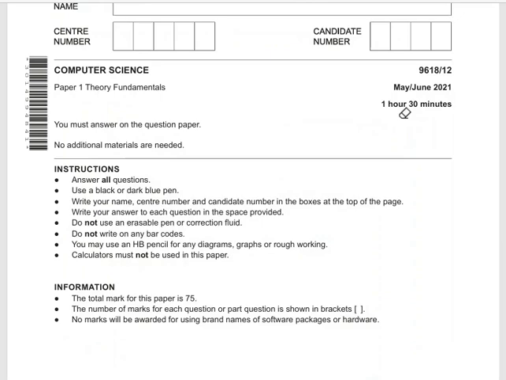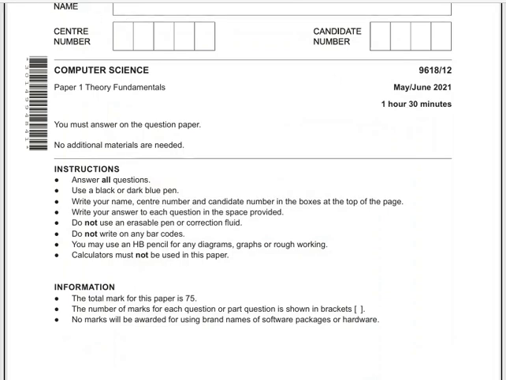Okay ji, today we are going to solve the paper, and we are going to solve the question from logic gates, chapter number 3. And in this class we are going to pick up the paper 9618, variant 12. It's May June 2021, and students, you must know about the time, which is 1 hour and 30 minutes.